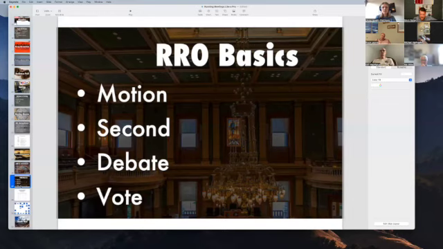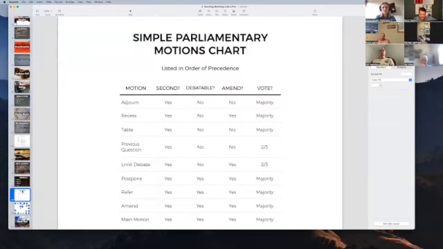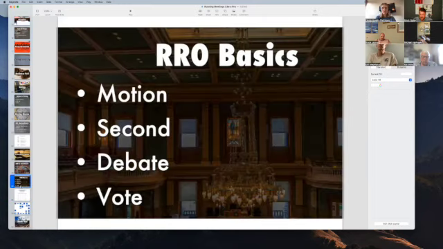Now, on our website, we also have a very good tool. You can print it off. It's one page, and it's sort of a cheat sheet for Robert's Rules. Because there are some exceptions to this whole motion, second, debate, vote. But in general, it's always this: motion, second, debate, vote.